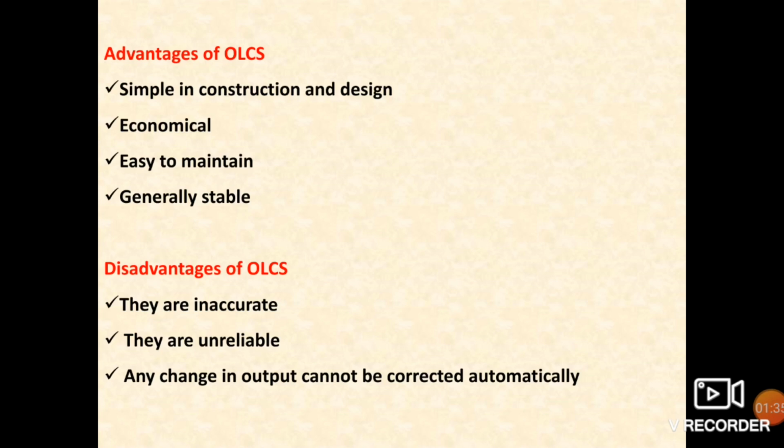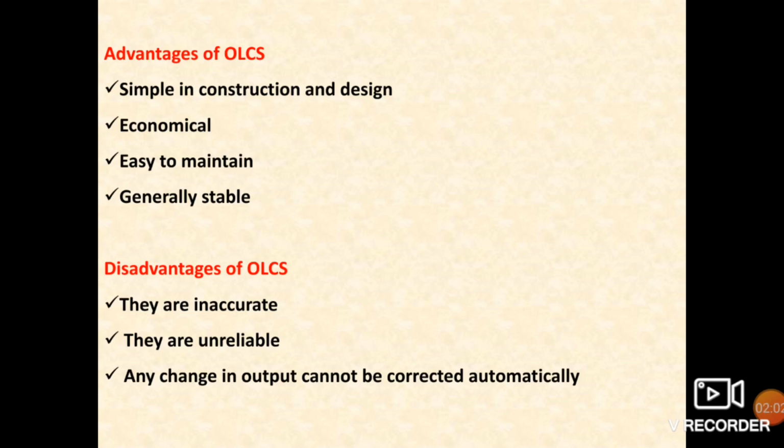So we can say it is cost effective, that is, economical. It is also easy to maintain, because we have only two sections and the system is not complex. It is simple, so it is easy to maintain, and so stability can also be achieved. Because the system is simple, we can achieve stability easily in an open loop control system. These are the advantages of open loop control system.